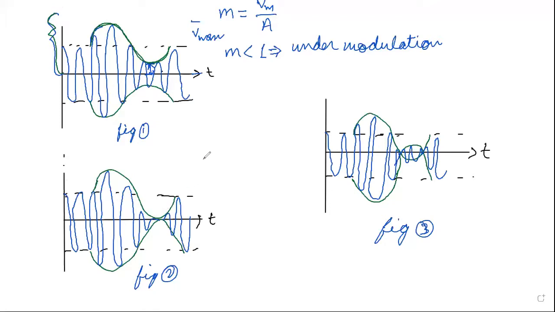In the second case, again, this is the signal which we want to detect. So here m is equal to 1. If m is equal to 1, it means to say that Vm is equal to A. What is Vm? Vm is this value. A is this. So Vm is equal to A in this case, and this is known as critical modulation.